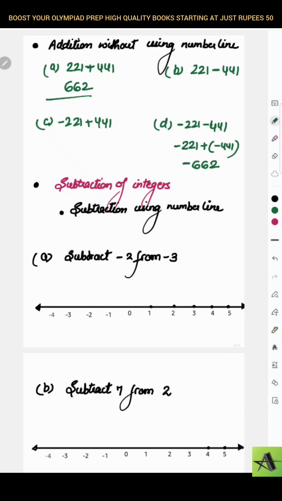So 221 minus 441 can be written as 221 plus minus 441. So I'm adding two numbers, one is positive, one is negative. I need to subtract. Subtract how? Just like we subtract any number. 441 minus 221, which is 220. That means the answer will be 220.